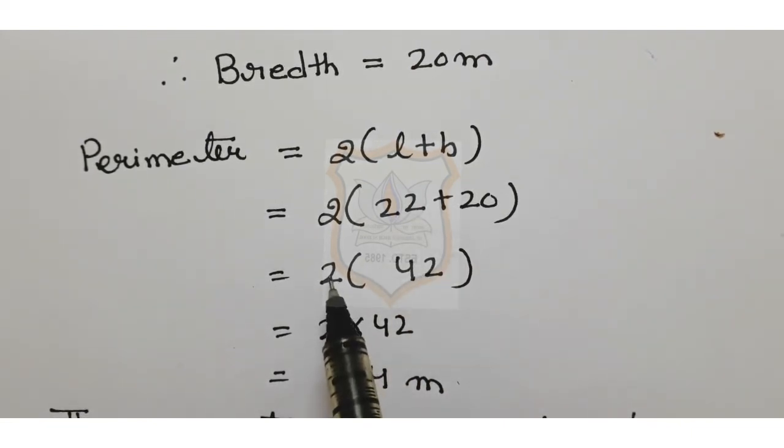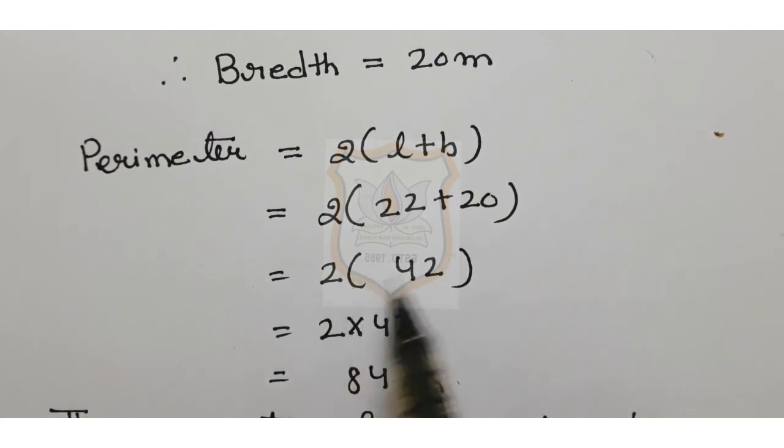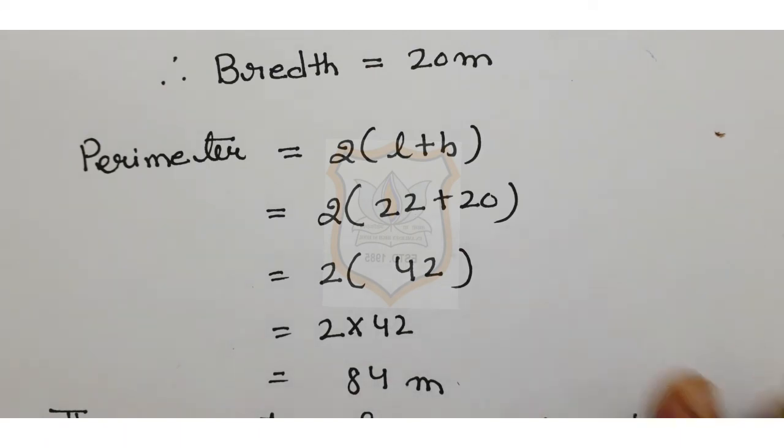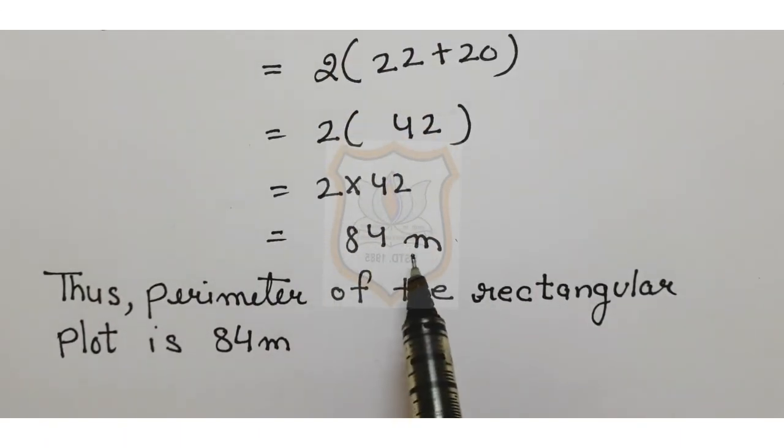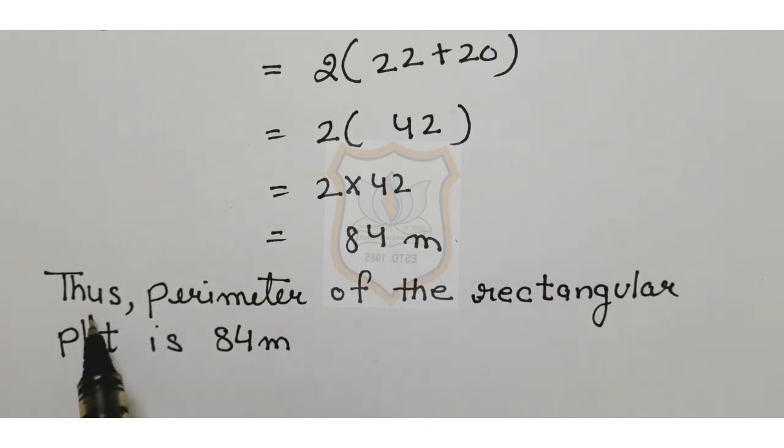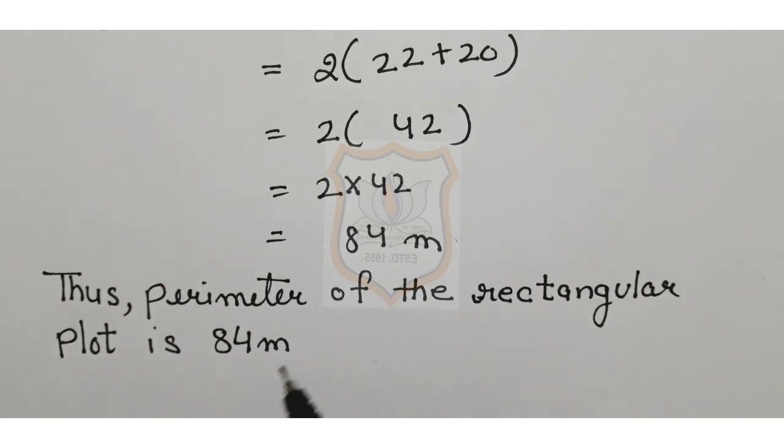Now we will multiply 2 by 42, 2 into 42. See students, this bracket means multiplication. So 2 into 42 is equal to 84 meter. Thus the perimeter of the rectangular plot is 84 meter, and this is the answer of question number 3.